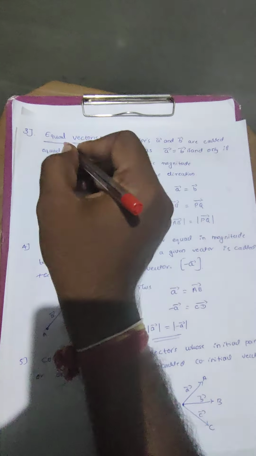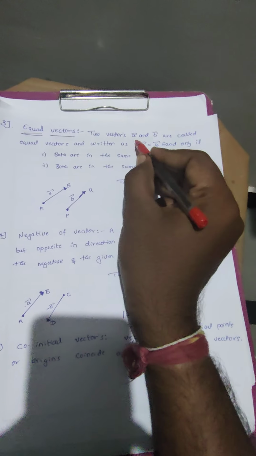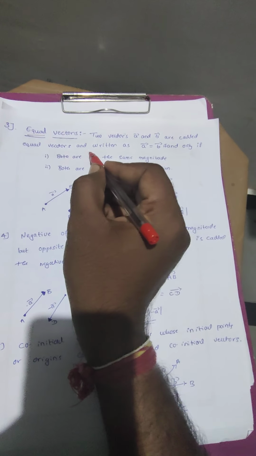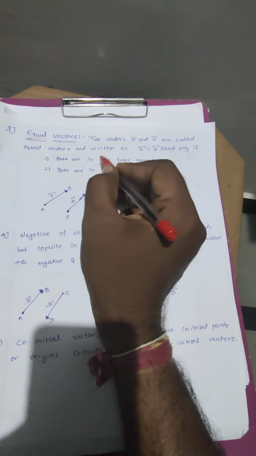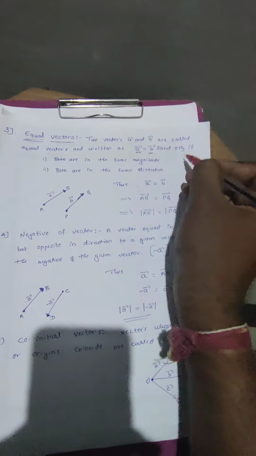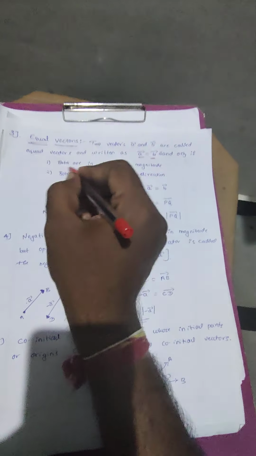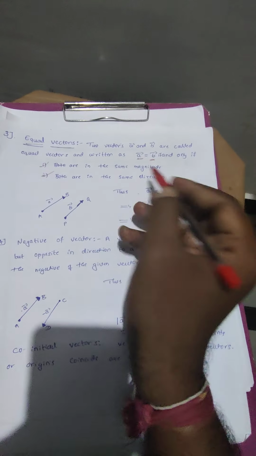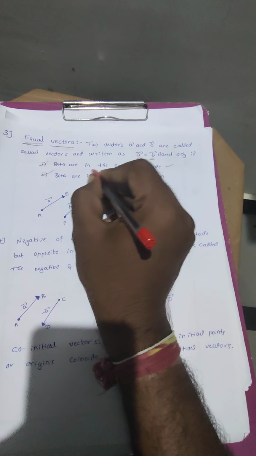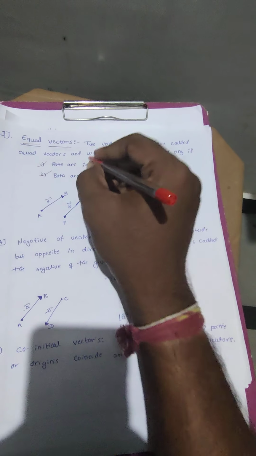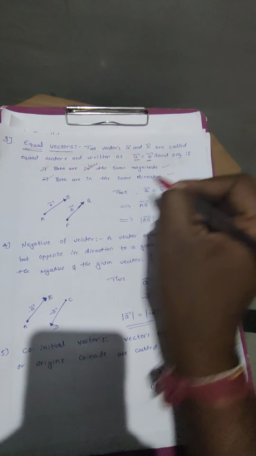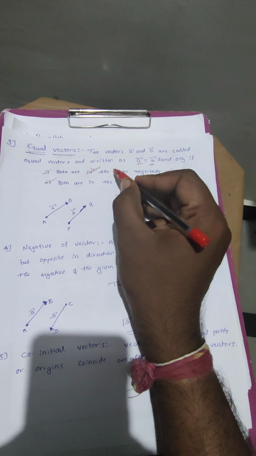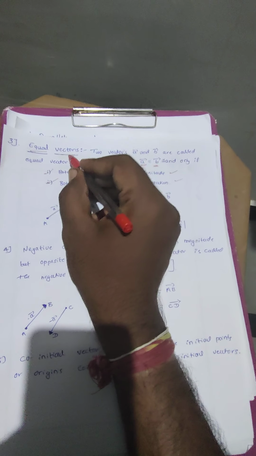Now the next type is equal vectors. Two vectors A and B are called equal vectors and written as A equal to B if and only if they obey these two conditions. First, both the vectors have the same magnitude, and second, both are in the same direction. If the vectors obey these two conditions, then we call those two equal vectors.